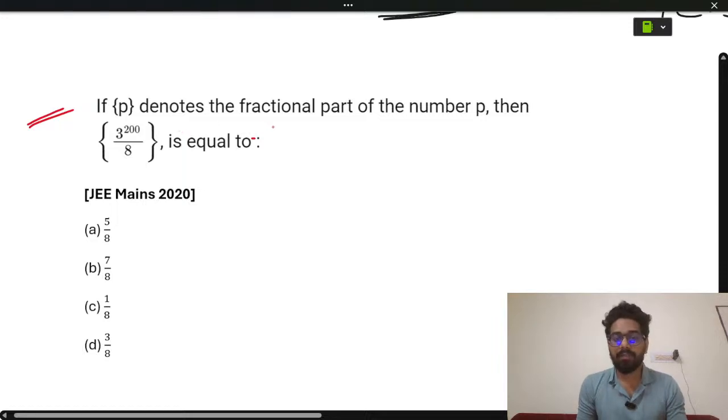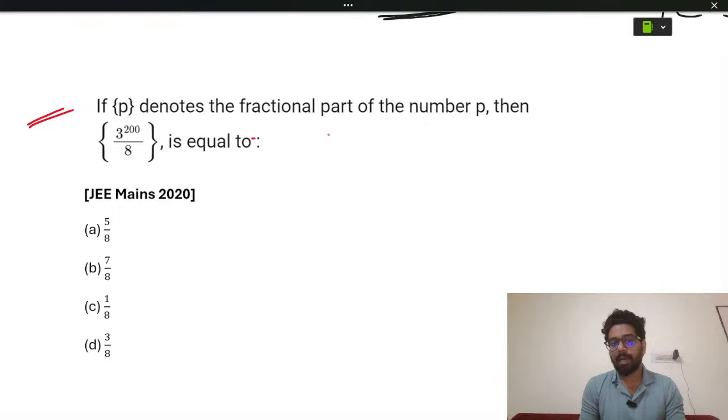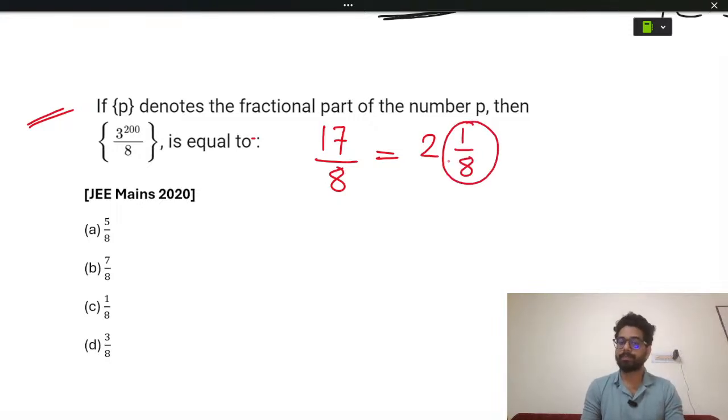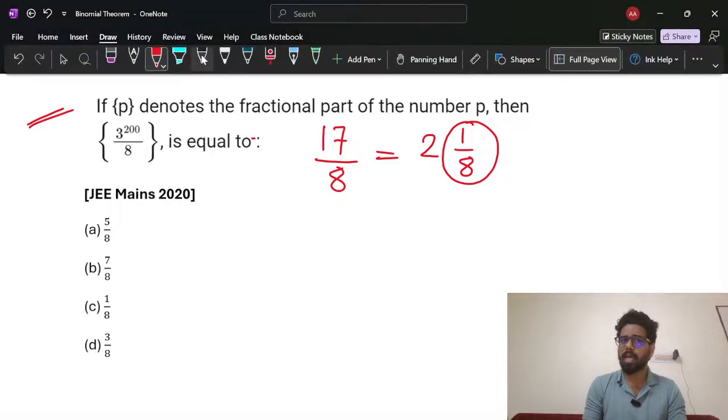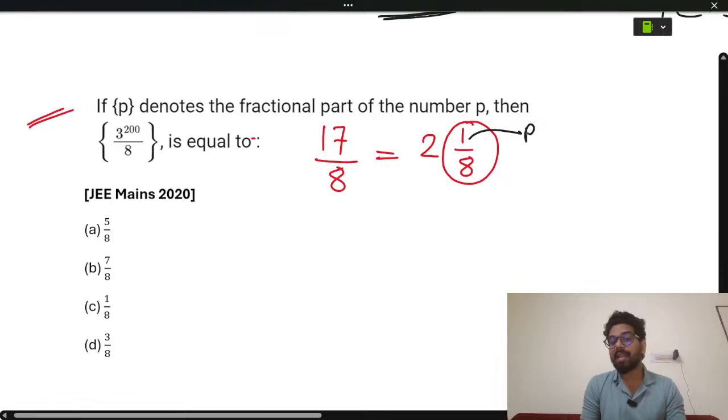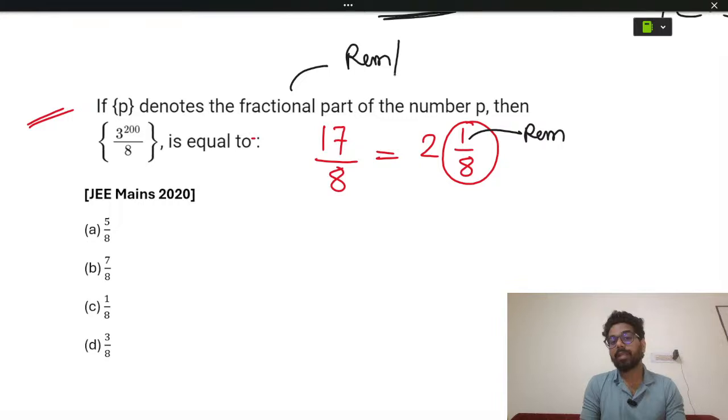Now P denotes the fractional part of the number. When we divide, let's say, 17 by 8, we write this as 2 and 1 by 8. This is the fractional part. But here we have to notice how this question becomes a remainder. Guys, this 1 is the remainder. So fractional part is remainder divided by divisor. So ultimately I have to get the remainder.